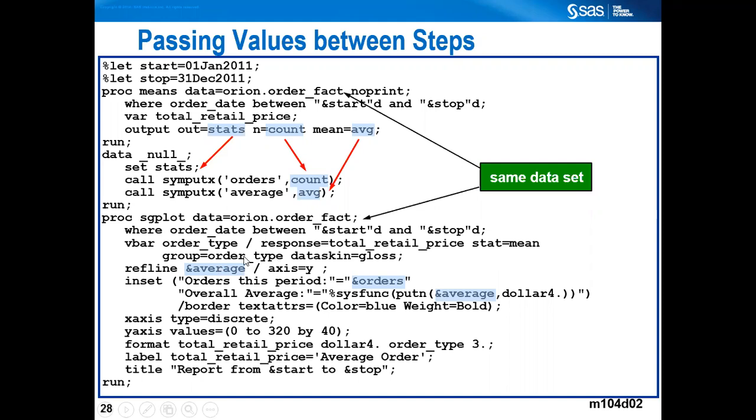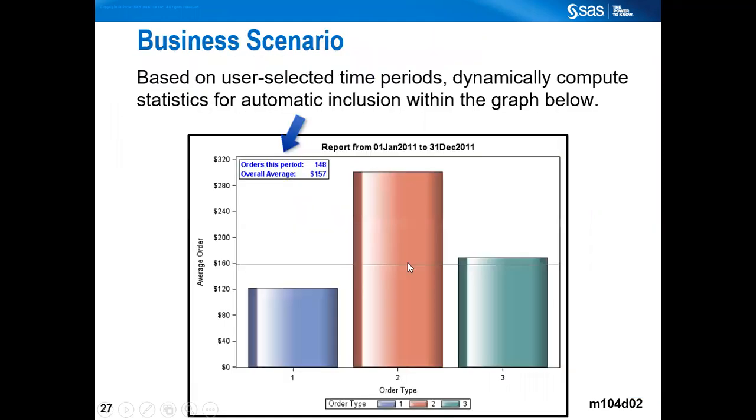You're grouping your data on order type, so you simply write GROUP equal to. There's no need to pre-group or sort your data; it will do it by itself. The column color should be glossy, so this is the option you write: DATASKIN equal to gloss. Then you're telling the reference line to come from your &average, on the y-axis. So if you see this reference line, it's coming from your &average.